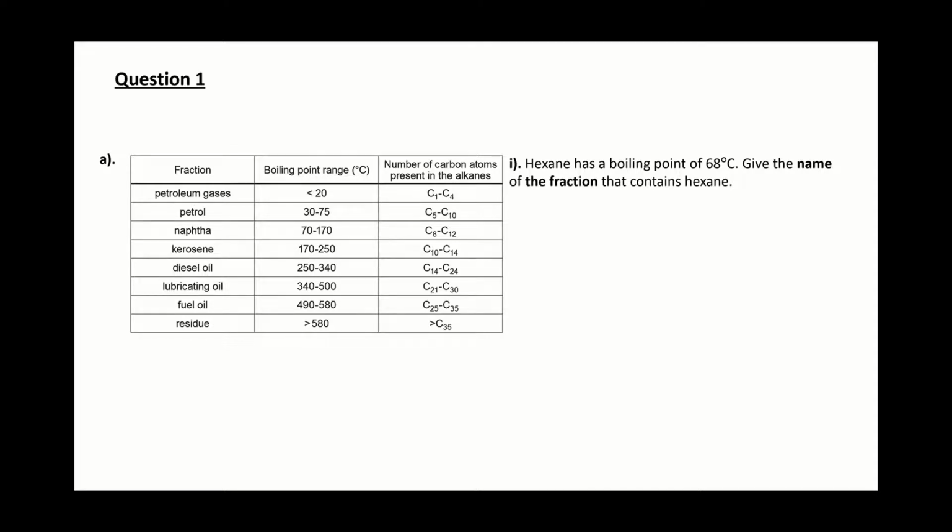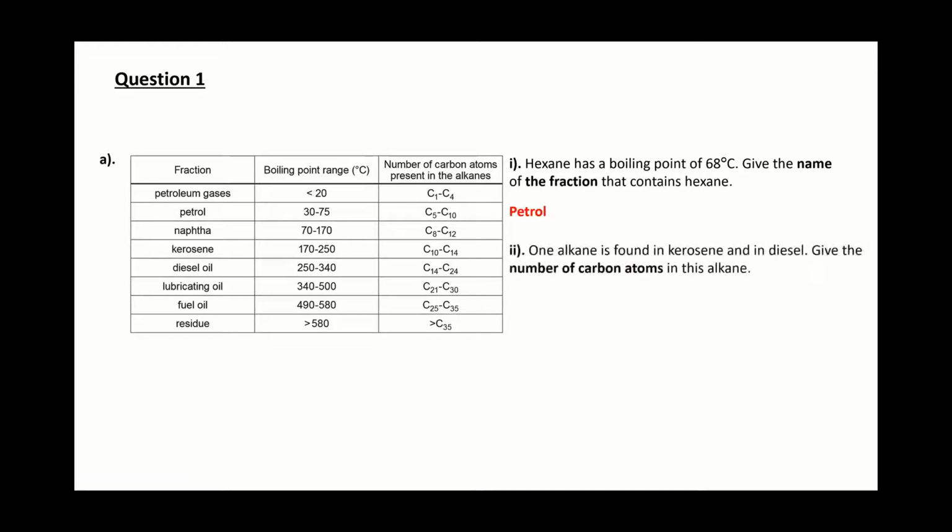So, from structural knowledge we know hexane is the straight chain of 6 successive carbon atoms. And therefore, by looking at the table, we can see that this number of carbon atoms corresponds to the petrol fraction. And that's our answer, petrol.